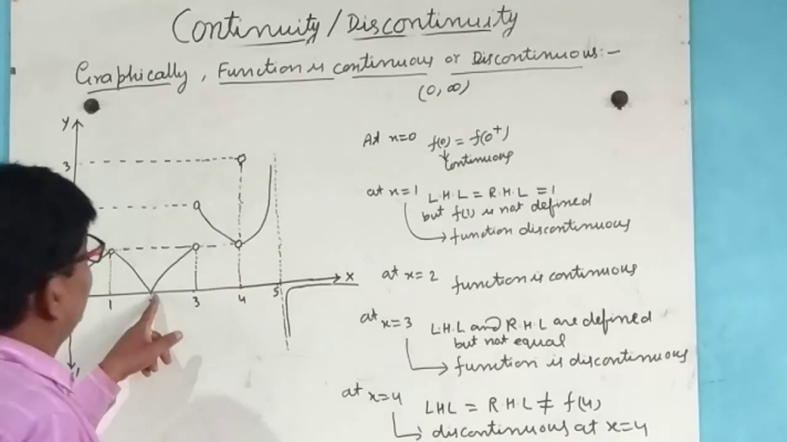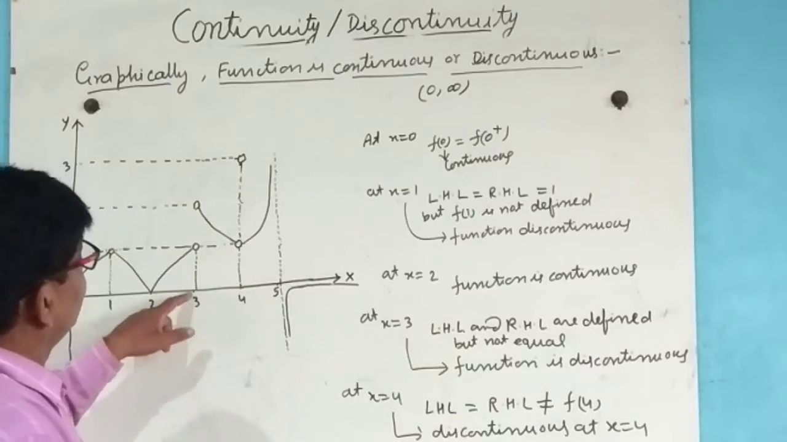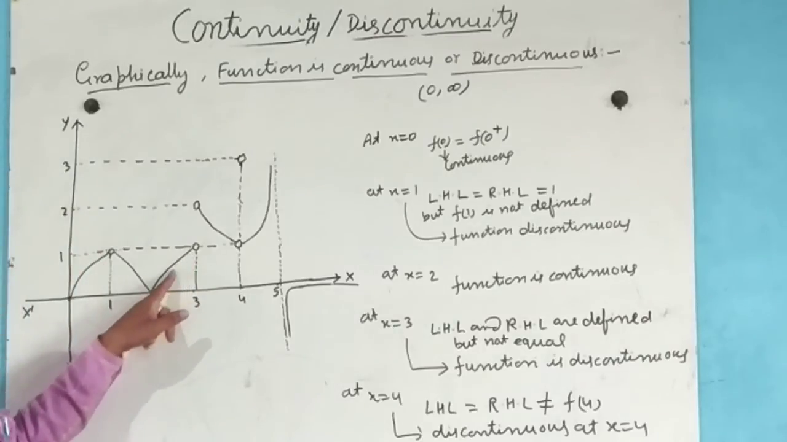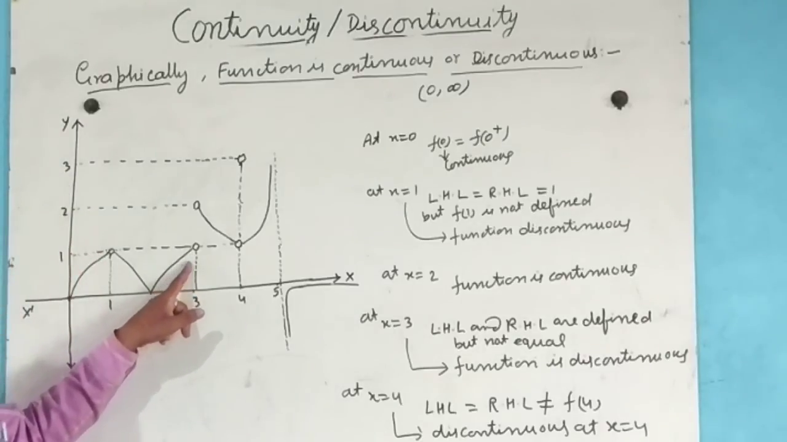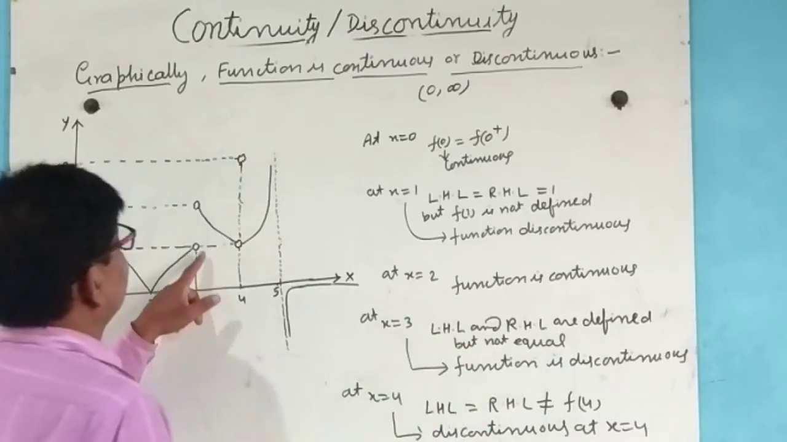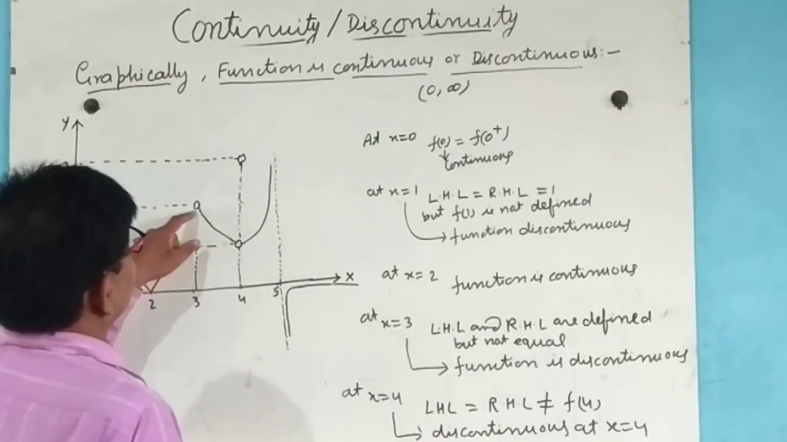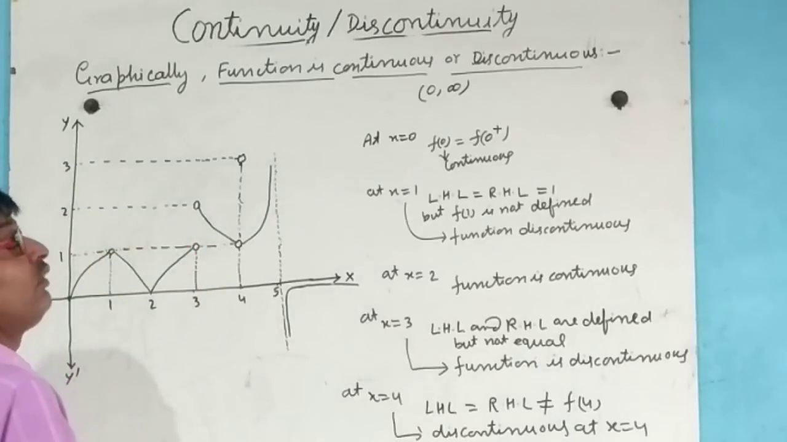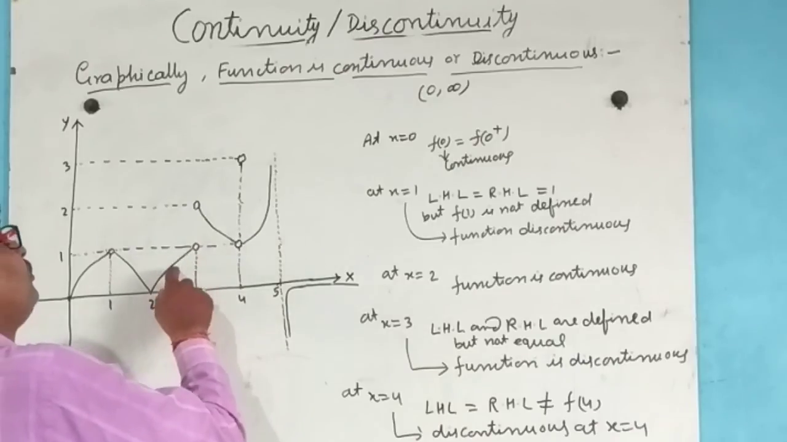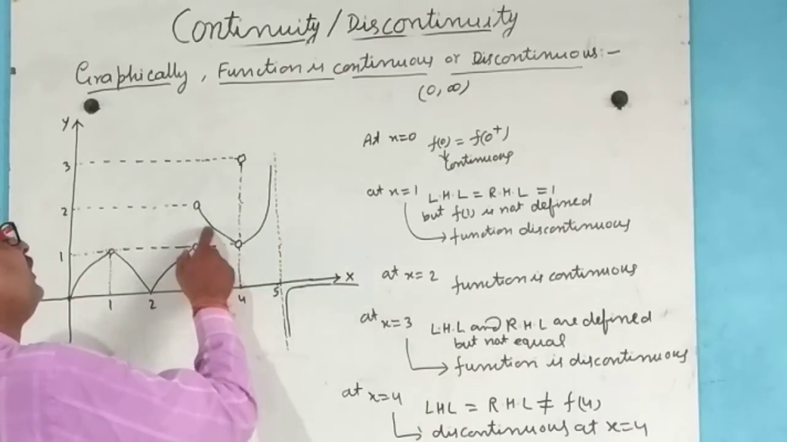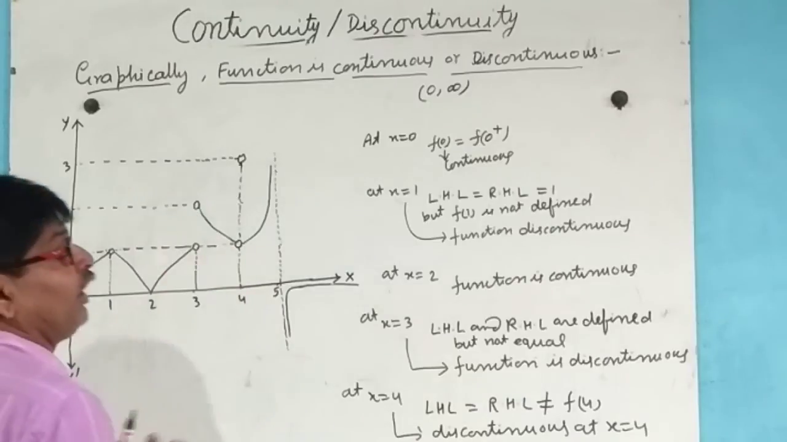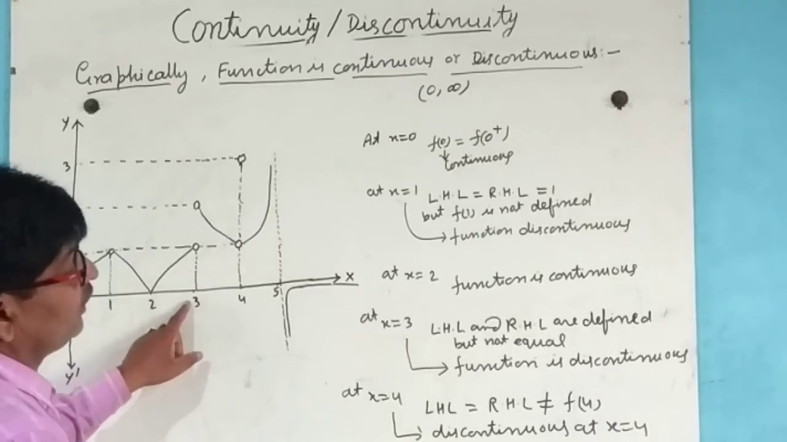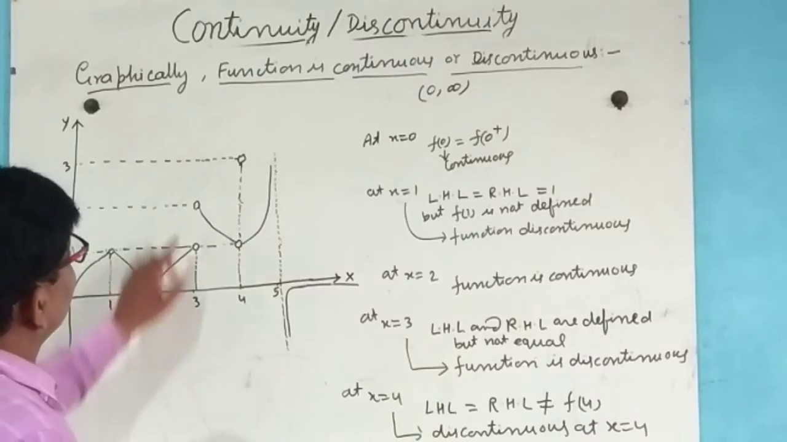At x equal to 3, the left hand limit and right hand limit are both defined, but they are not equal, because this is the left hand limit and this is the right hand limit. There is a gap, so the function is discontinuous at x equal to 3.